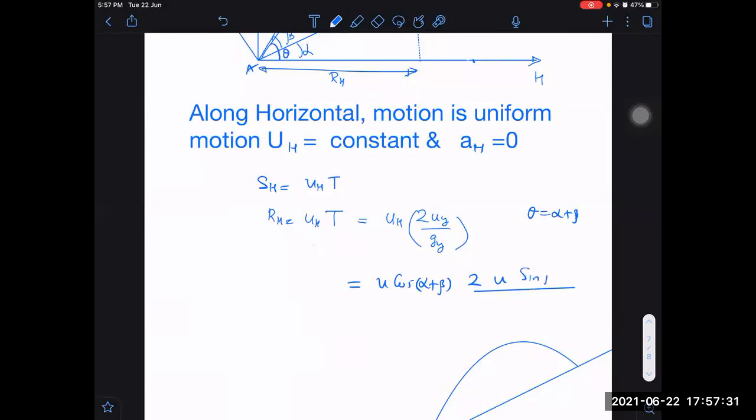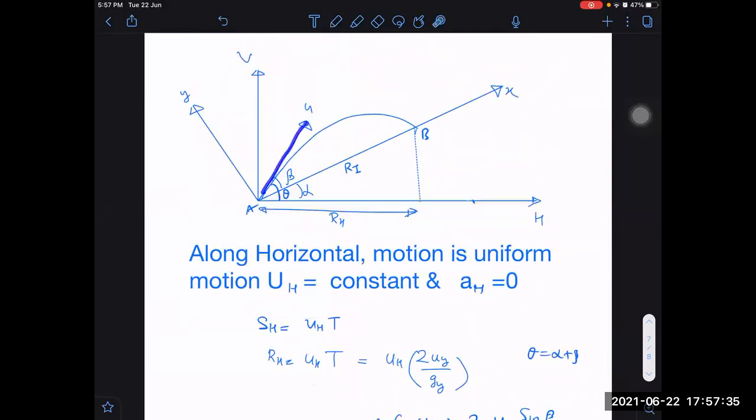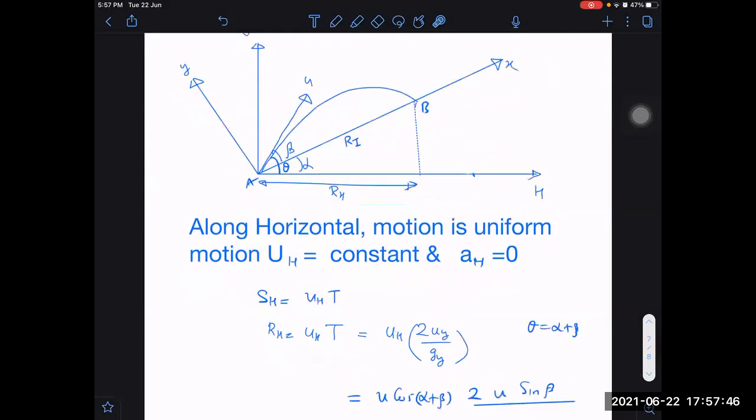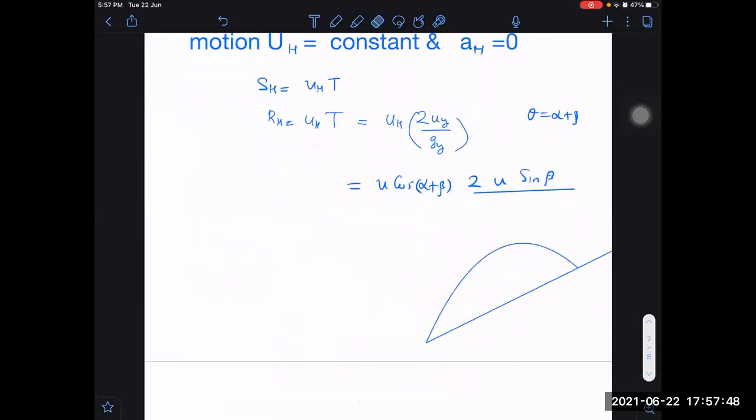U sin beta, very good. Everybody should be understanding why it is U sin beta. See, this is U, and along the x-axis the angle made is beta. So with the y-axis the angle will be 90 minus beta. Therefore, the y-side component will become U cos(90 minus beta), which will become U sin beta. Right? What about the denominator part?